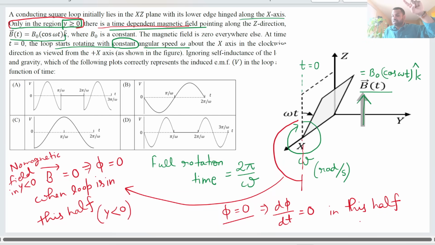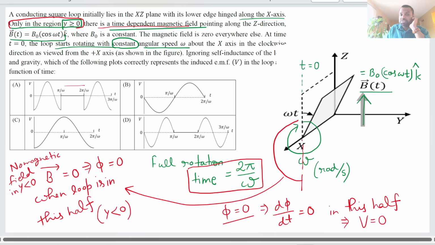rotation, in this half portion of the rotation. So when d phi by dt is 0, which implies the v will also be 0. So look, 0 to 2 pi by omega, that is a full circle. So in that full circle, half portion has to be 0, right? Like in option A, here pi by omega to 2 pi by omega you have 0, right? 0. So you can't say it is wrong.